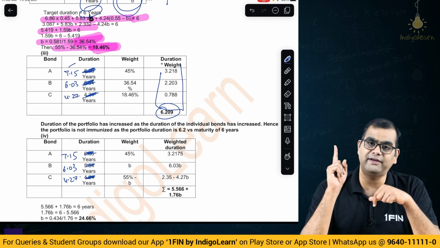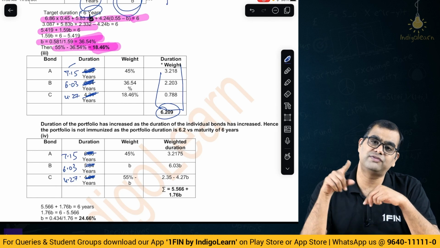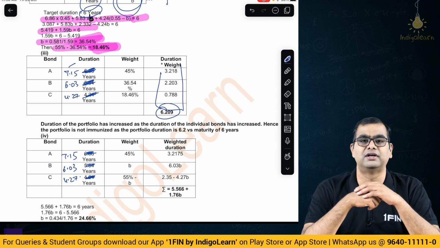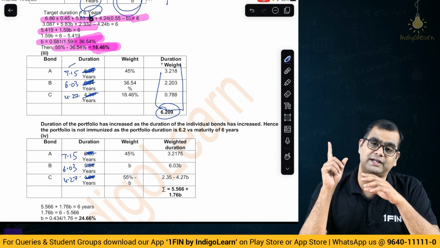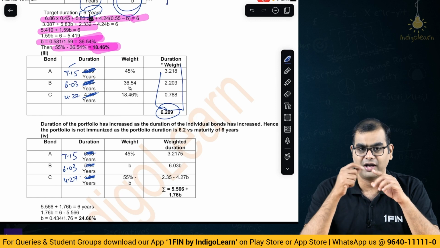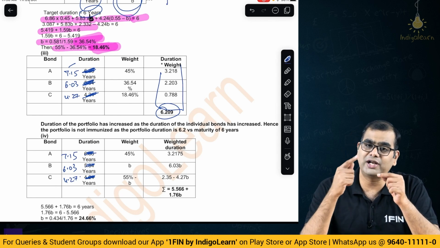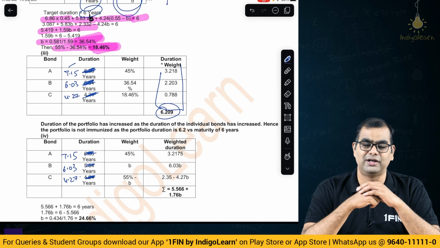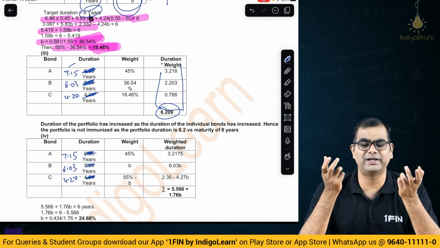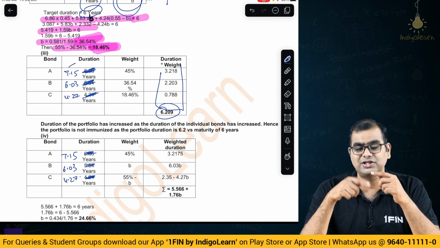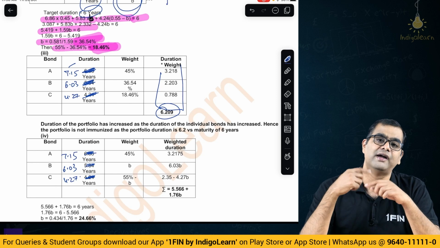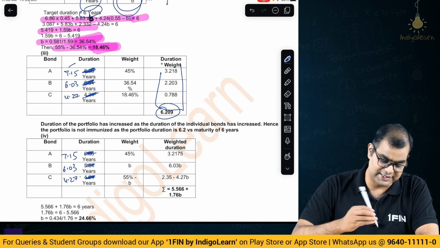You cannot say, I have immunized once and that immunization will stay forever till the time my liability is there. No, it doesn't work that way. All these are one-time changes. So, if you immunize a portfolio, it is immunized for one change in interest rate. If there are small minor changes, no need to bother. But if there are large changes, you have to constantly keep changing the weights of the portfolio. Which is exactly what is happening here.